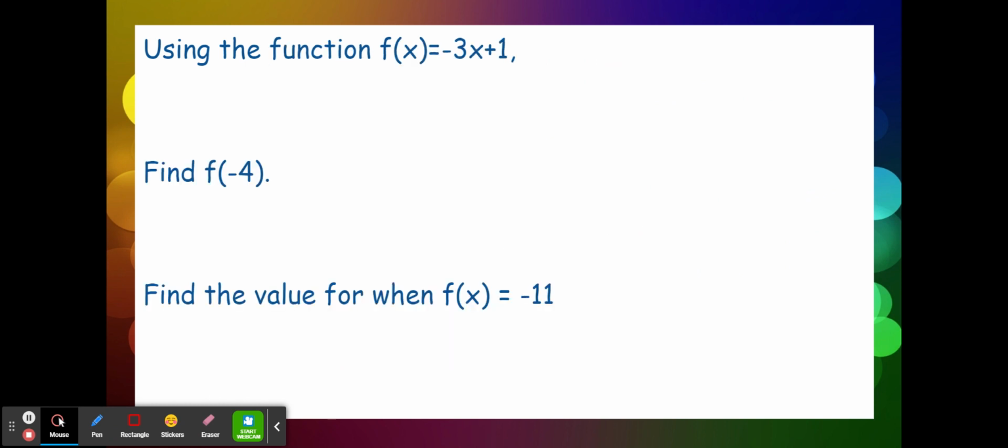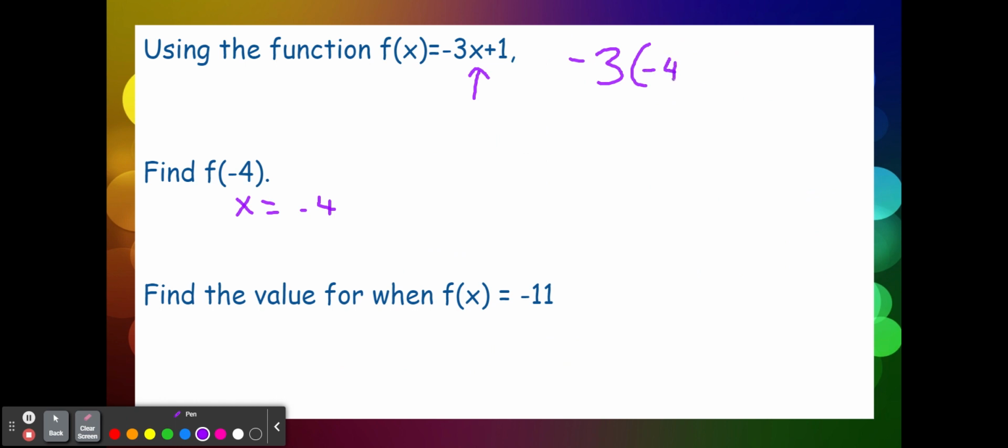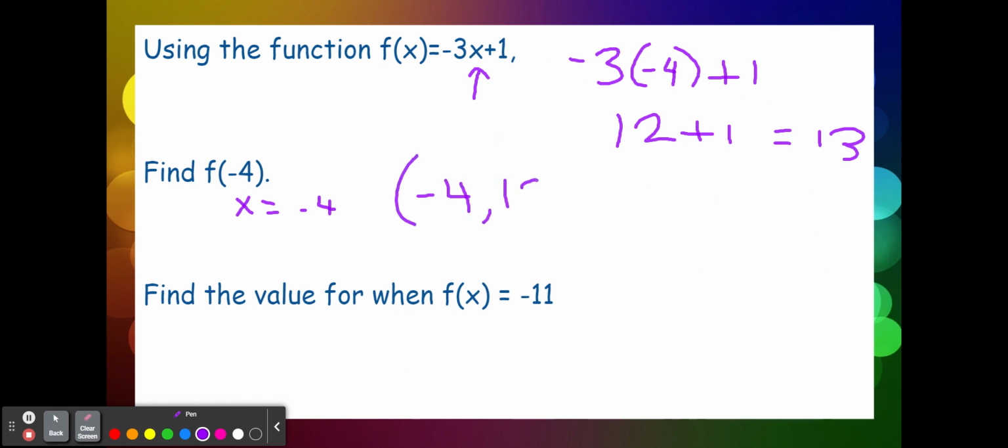Okay, I also put a couple extra ones to help review from homework. Use the function f of x equals -3x plus 1. Find f of -4. That's telling us the x value is -4. So we're going to replace our x value in our function with a -4. So it'd be -3 parentheses -4 plus 1. -3 times -4 is positive 12 plus 1, which is equal to 13. So I can write it as an ordered pair of -4 for x, and the output is 13, or y.